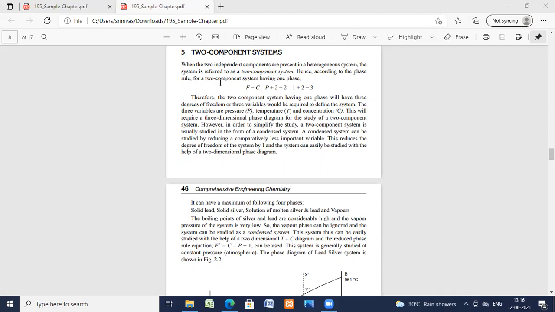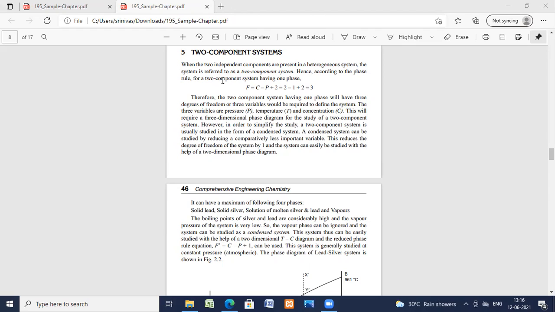In the two component system, before explaining, let me give you the definitions for a phase, components, and degrees of freedom. Phase is denoted by P. A phase is a part of a system which is homogeneous, physically distinct by a boundary surface and mechanically separable from other homogeneous parts of the system.